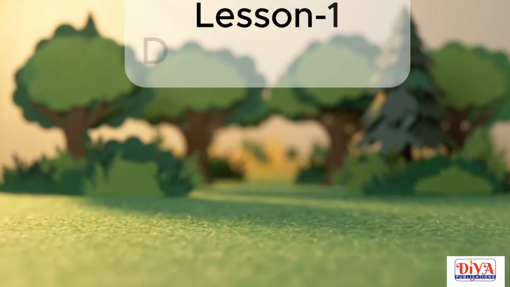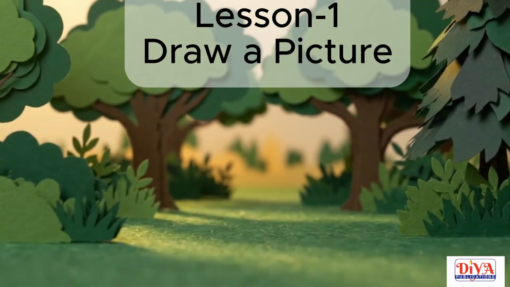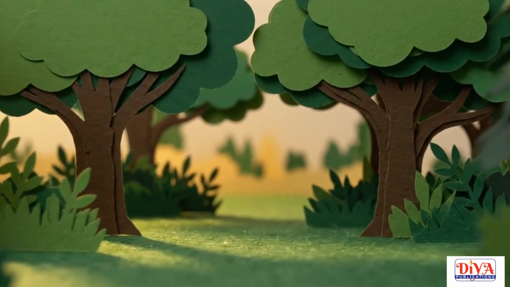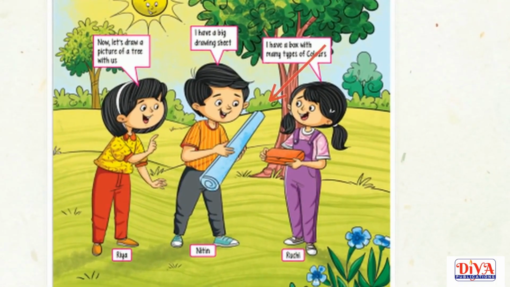Let's start by looking at this specific environment. It's a bright day in an outdoor garden with leaves catching the breeze and plenty of natural light. Look at this illustration of three friends, Nitin, Ruchi, and Riya. Nitin is carrying a large, rolled-up blank sheet of paper, and Ruchi has a closed box of colors.